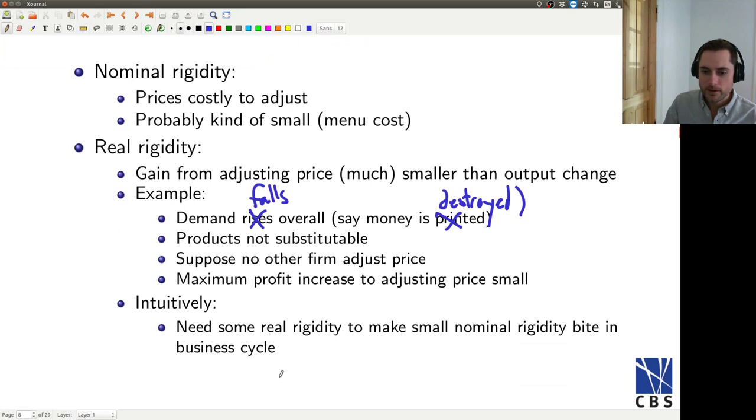Intuitively, if you only have very small menu costs of changing prices, it's going to be very hard to generate business cycles at the levels that we see in the real world. But through this game theory idea that while other firms are not adjusting their price, there's very little gain for me to adjust price, we can amplify the effect of these small menu costs. And that's the whole point of this model.